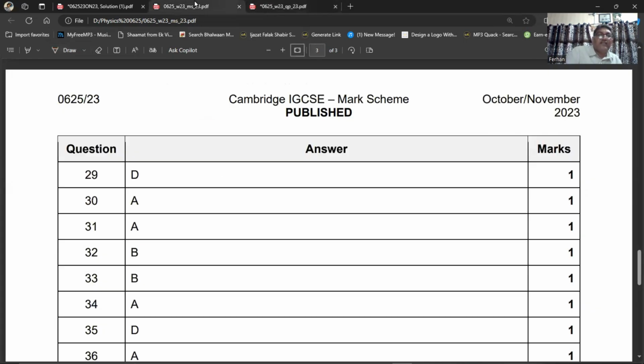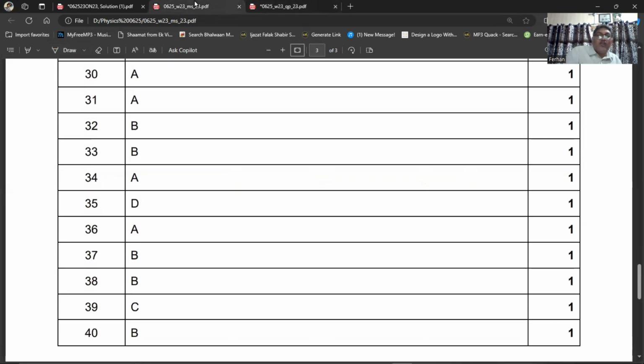Here the diagrams are correct. Question 34, A is the right option, sir.